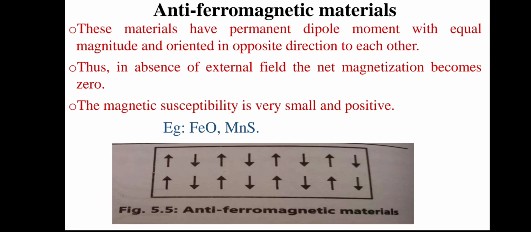Antiferromagnetic materials. These materials have permanent dipole moments with equal magnitude and oriented in opposite directions to each other. Thus, in the absence of an external field, the net magnetization becomes zero. The magnetic susceptibility is very small and positive. Example: FeO. Diagram.